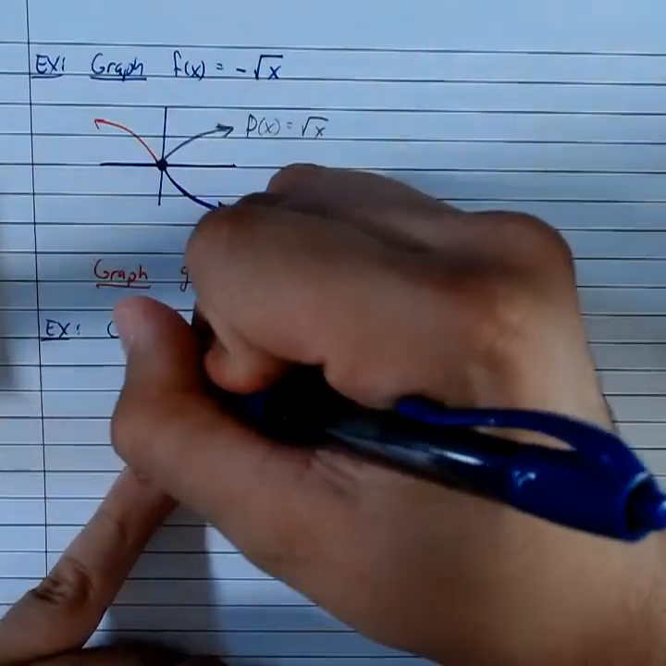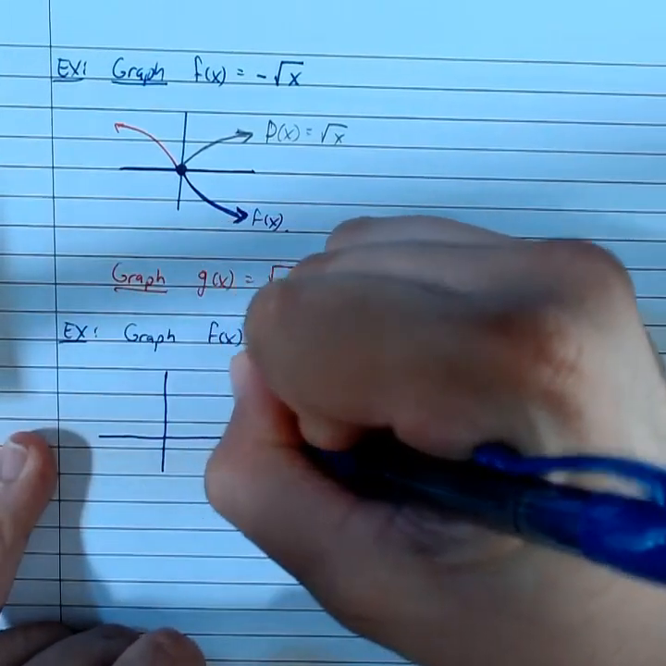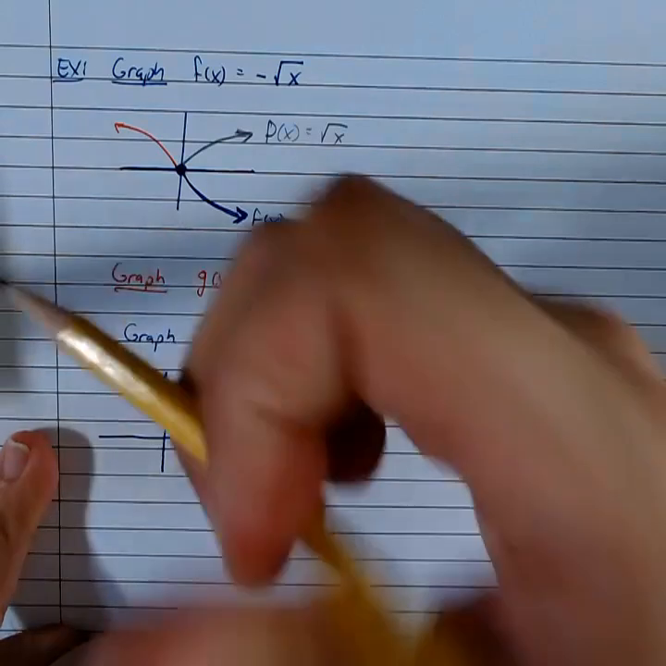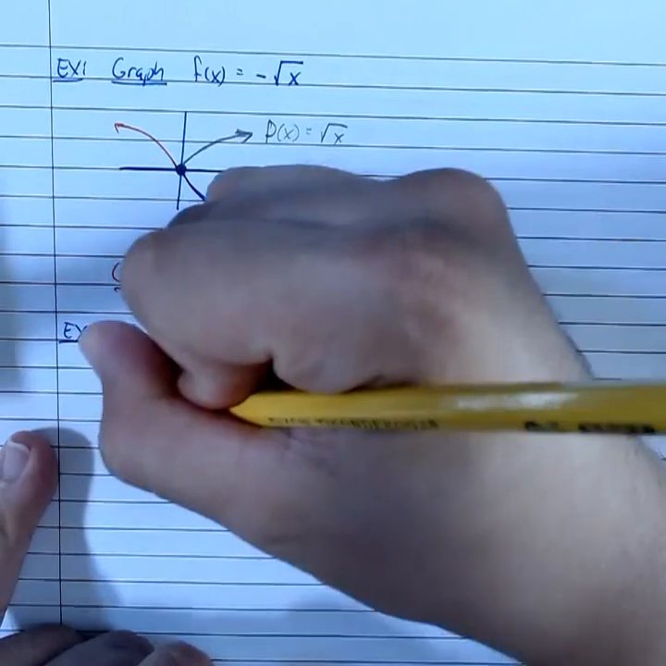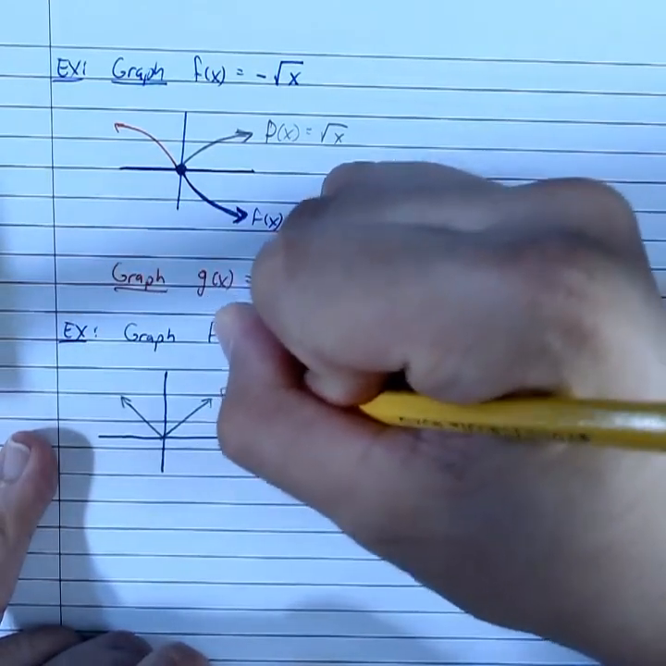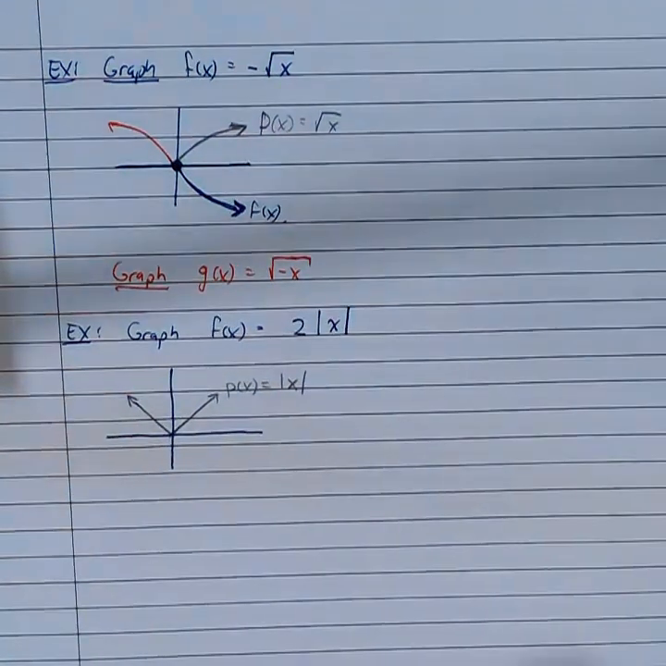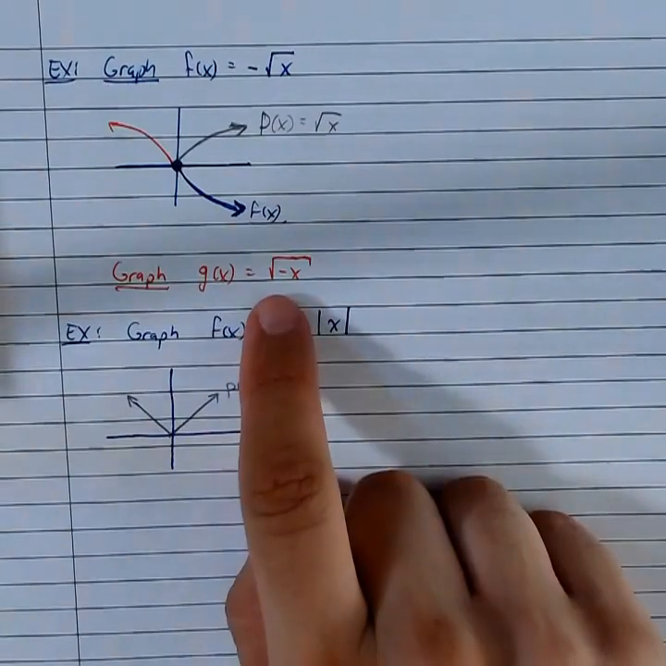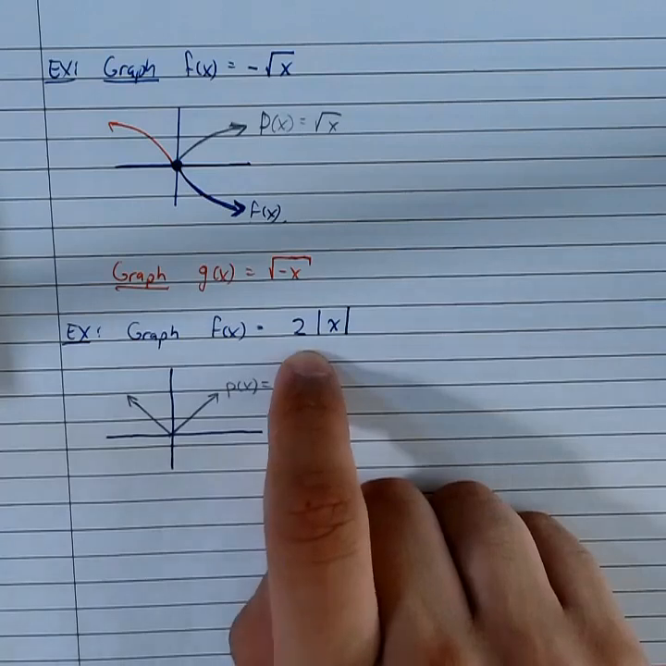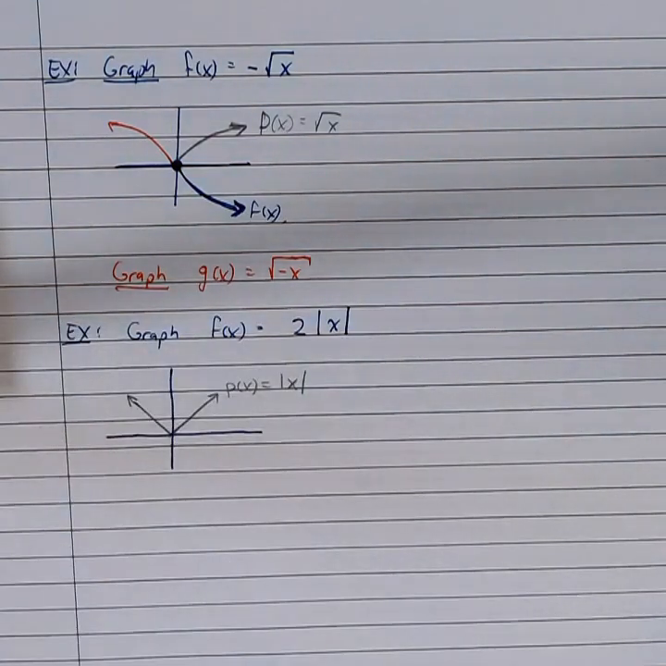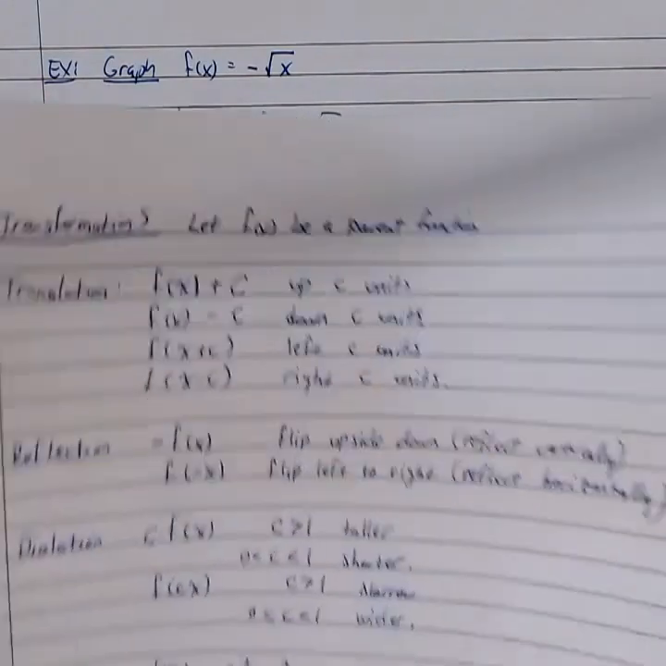Here's our parent function, the absolute value of x. And now let's look at the transformation. Here you're multiplying. Because you're multiplying by a number, in this case the number 2, that's what's telling you that you're going to have a dilation. And it depends on where that multiplication occurs, that'll tell you what kind of dilation you have.